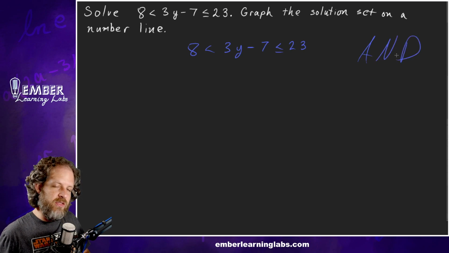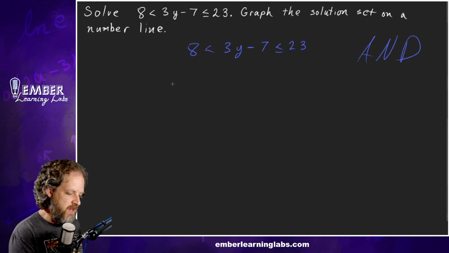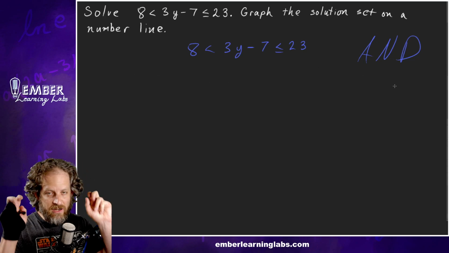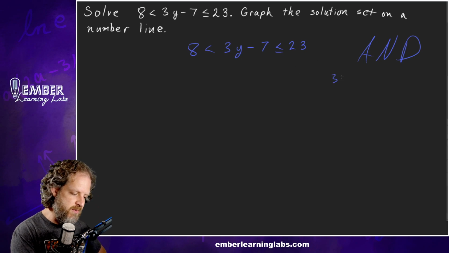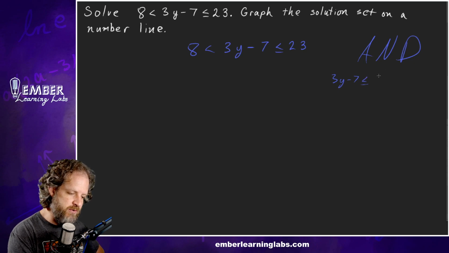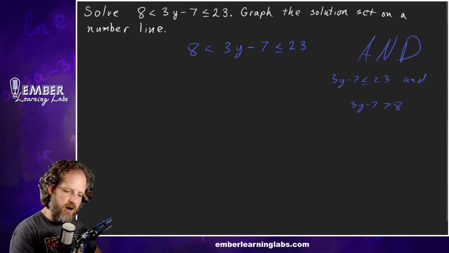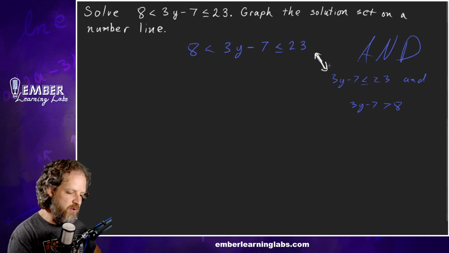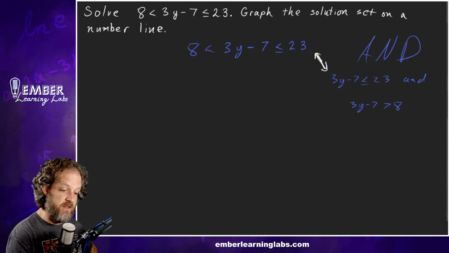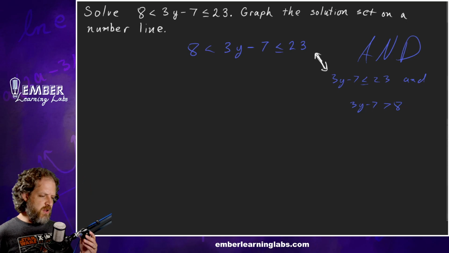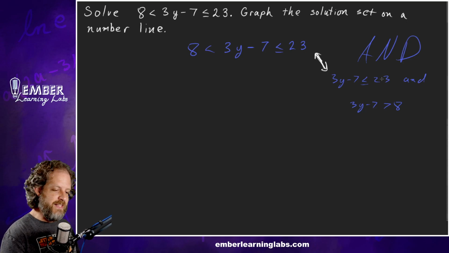The way we could write that, if we wanted to write this in and form, is we could rewrite this as 3y minus 7 is less than or equal to 23 and 3y minus 7 is greater than 8. So these two are equivalent forms. I'm just throwing that in there as a review, that these two things are functionally equivalent. Now, as to what to do with this problem, this is less useful.